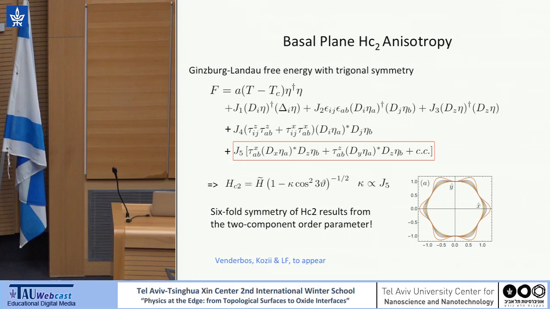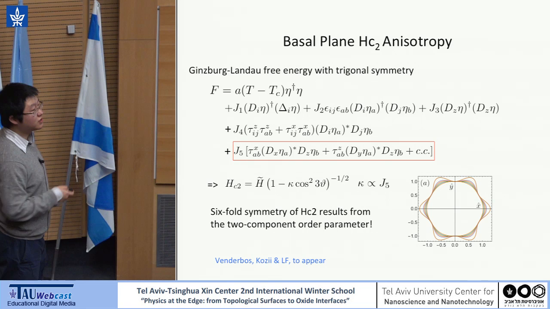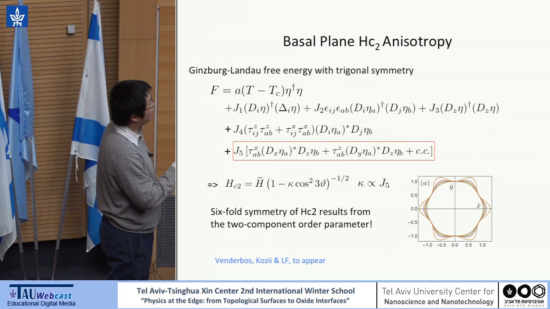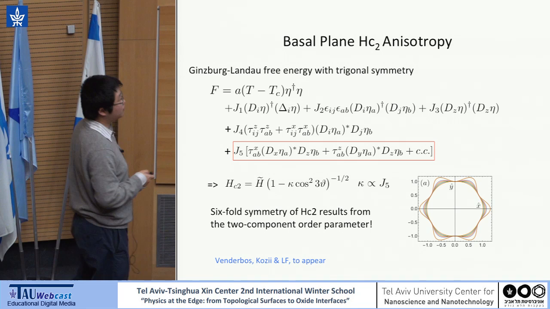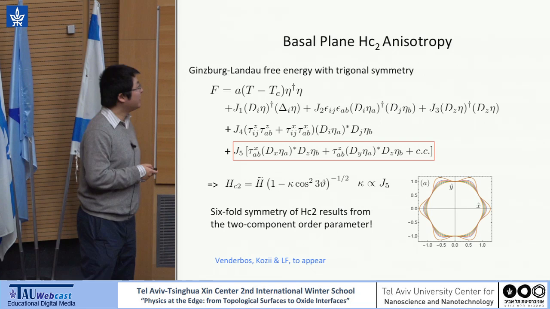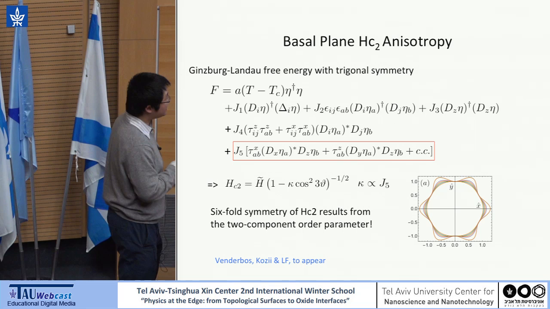We'll consider also the other case that the crystal is actually pristine, that there's a perfect three-fold rotation of the crystal that's in this trigonal symmetry group. And in that case, we have to include all possible gradient terms in the Landau-Ginzburg theory. And in particular, there's a new term that is allowed in trigonal crystals with three-fold symmetry, but it's absent in hexagonal crystals with six-fold symmetry. And after including this new term, we found that the upper critical field actually shows a six-fold modulation. And actually, this six-fold symmetry of the Hc2 is also a direct evidence of the two-component order parameter.